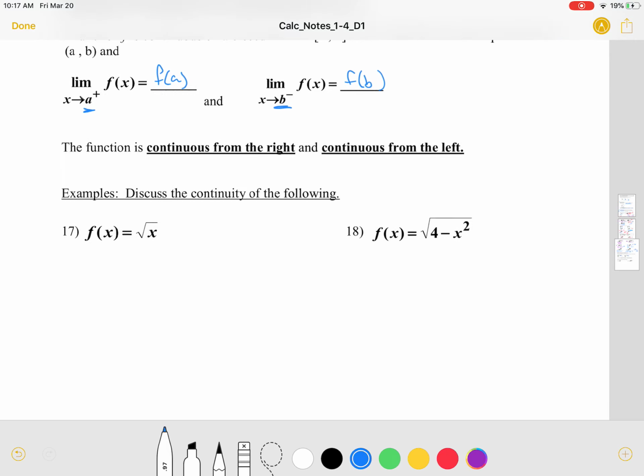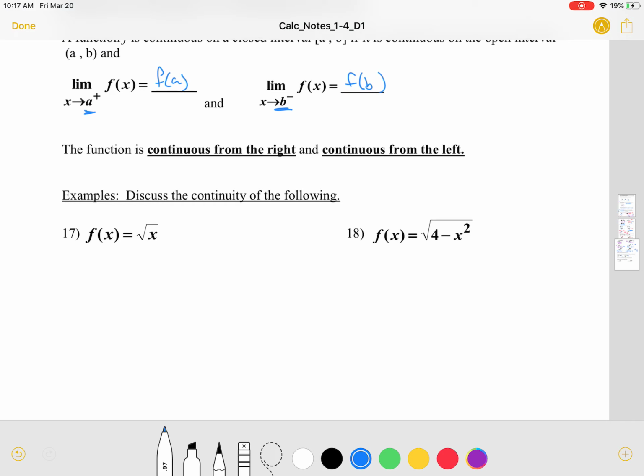Okay, some examples. It's always easier to jump into these examples. So f(x) equals the square root of x. We know that graph looks something like that. We know it's continuous from 0 to infinity, for all x greater than 0. You see how it's only continuous in that contained interval.